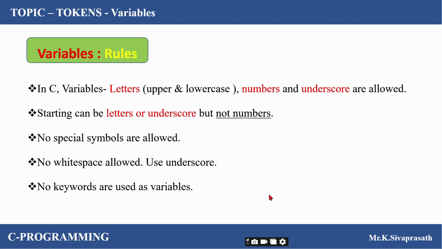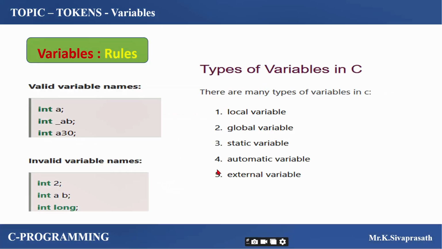And the rules to be followed for variables are: letters, both upper and lowercase, numbers, and underscores are all allowed, and the starting character should be a letter or an underscore, but should not be a number. So numbers are not allowed to start a variable name, and no special symbols are allowed. White spaces are not allowed, so instead an underscore can be used, and no keywords can be used as variable names. So these are the rules to be followed to create variables.